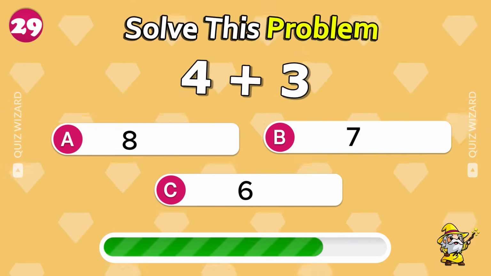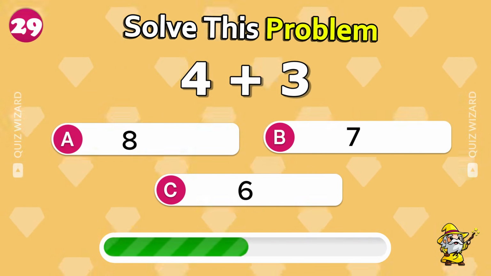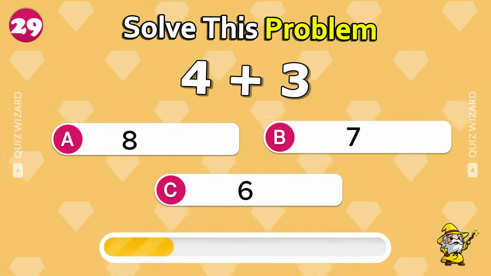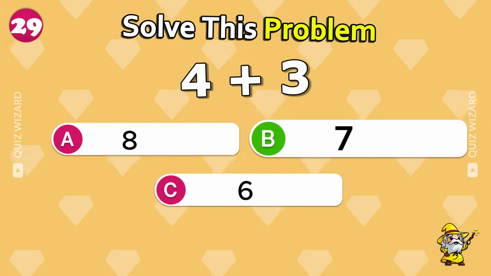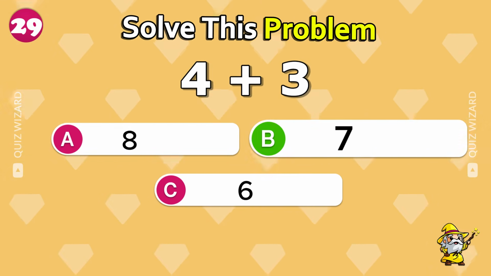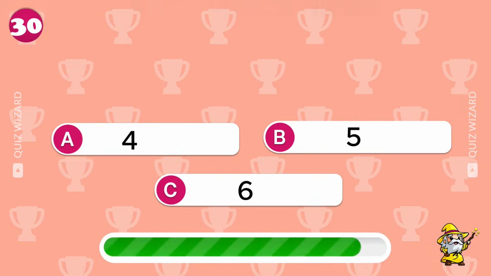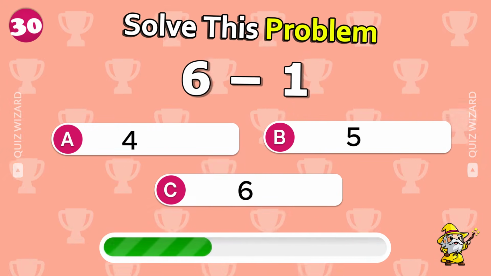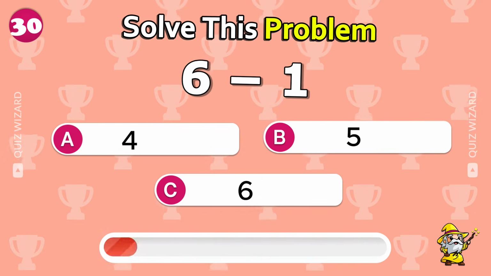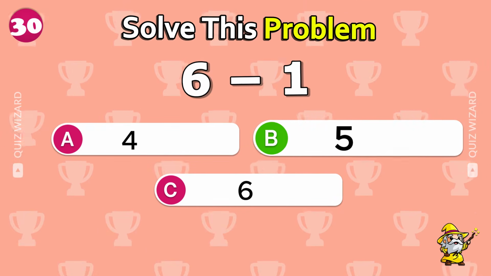What is 4 plus 3? 8, 7, 6. Correct is 7. How much is 6 minus 1? 4, 5, 6. Correct is 5.